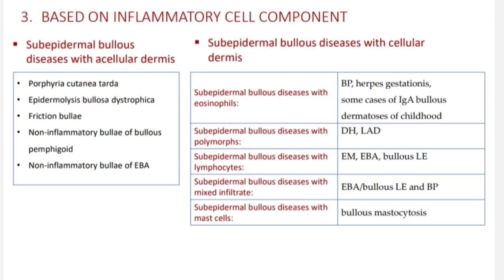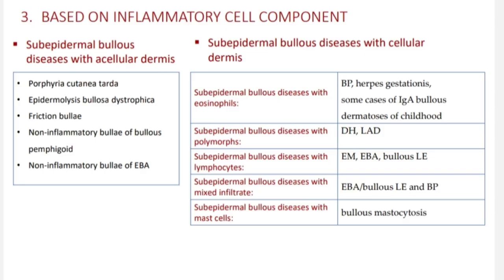This may be subepidermal bullous disease with eosinophils, polymorphs, lymphocytes, mixed infiltrate, or mast cells. So those with eosinophils include bullous pemphigoid, herpes gestationis, and some cases of IgA bullous dermatosis of childhood. And those with polymorphs or neutrophils include dermatitis herpetiformis, linear IgA bullous disease. Then those with lymphocytes include erythema multiforme, EBA, and bullous LE. Subepidermal bullous disease with mixed infiltrate are EBA or bullous LE and bullous pemphigoid. And those with mast cells are bullous mastocytosis.